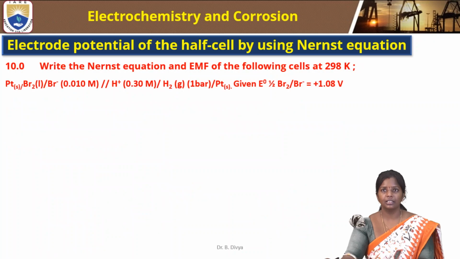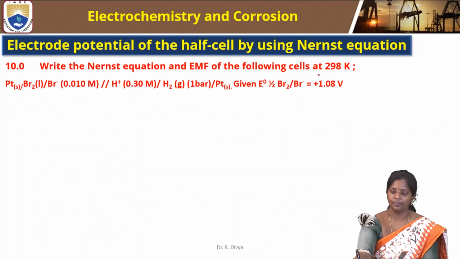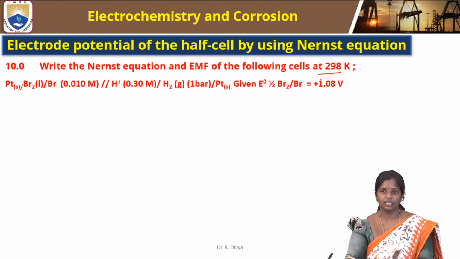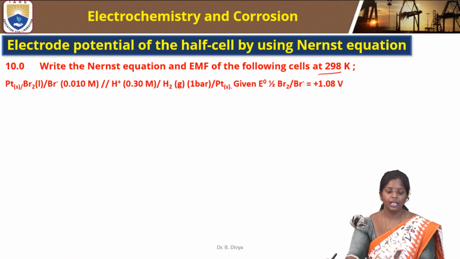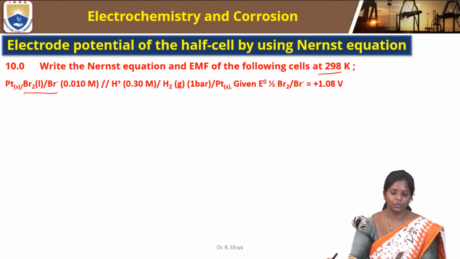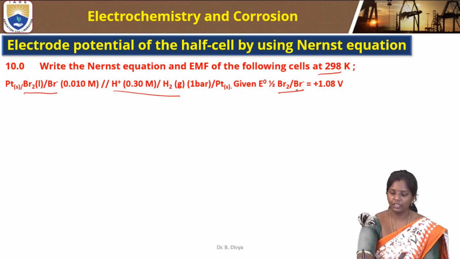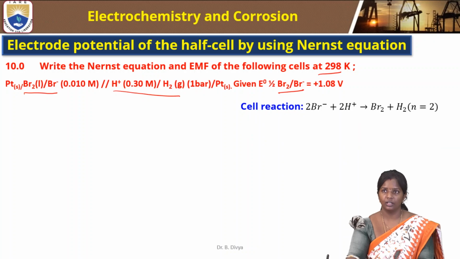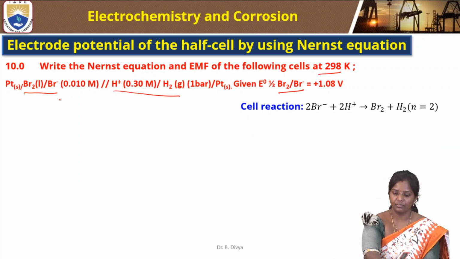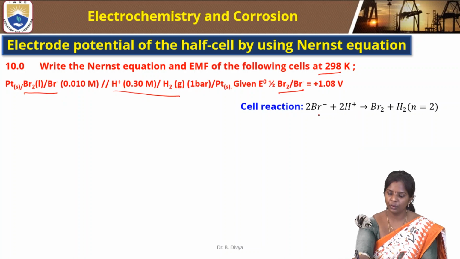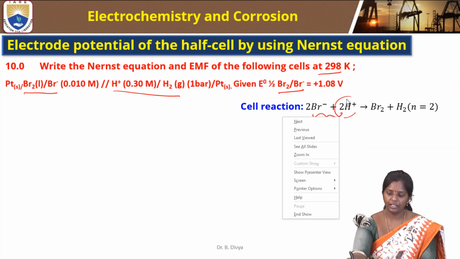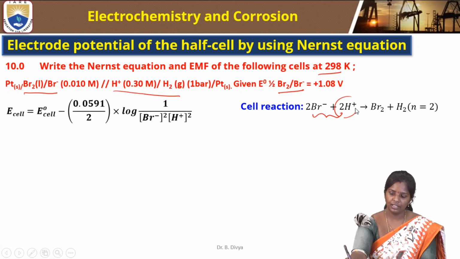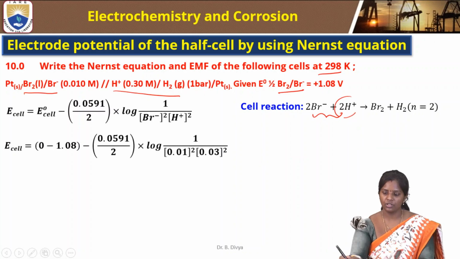Next is write the Nernst equation and EMF of the cell at 298 Kelvin, that is 25 degrees centigrade, standard condition, having the bromine bromide electrode and the hydrogen gas electrode. Given that E naught of the bromine half cell is plus 1.08 volt. So what is the cell reaction here? The bromide is converting to bromine because of the hydrogen gas electrode, which has H plus ions. So bromine plus H2, and the number of electrons involved is 2. Therefore, n is equal to 2.